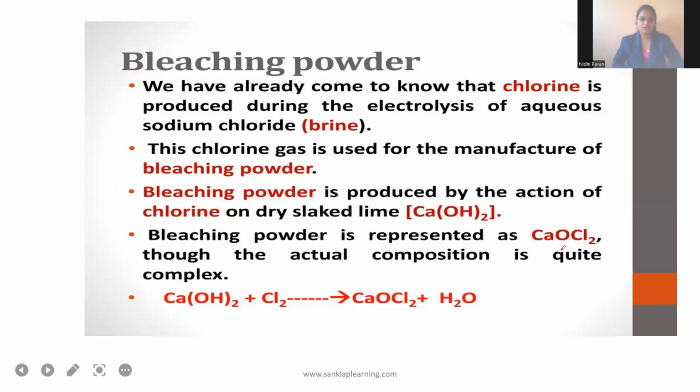Why do they use it? Because bleaching powder is prepared from the chlorine gas which we got in the chloralkali process. The chlorine gas is passed over calcium hydroxide, that is slaked lime. It is slaked lime over which chlorine gas is passed.